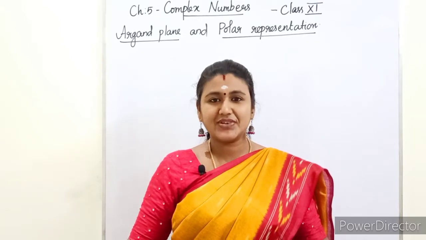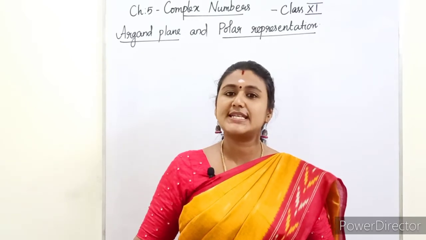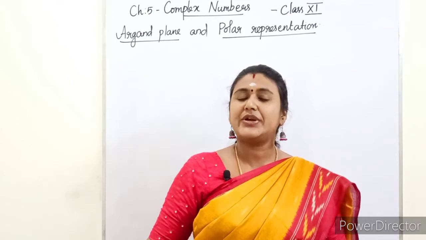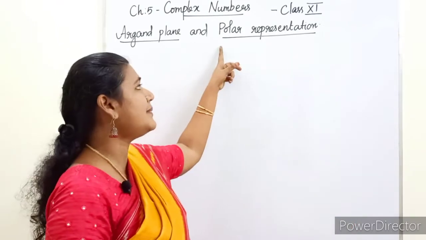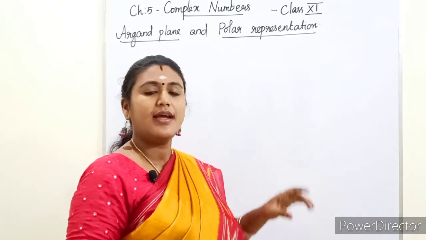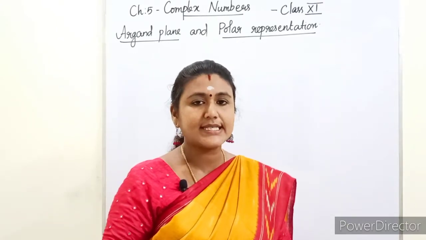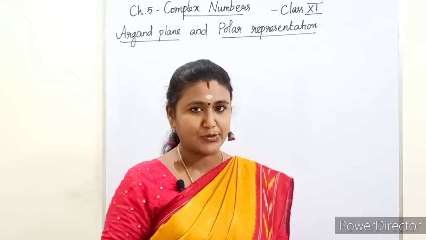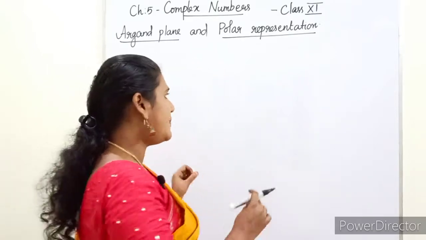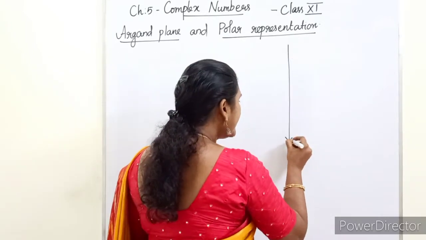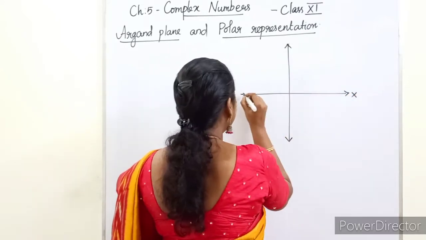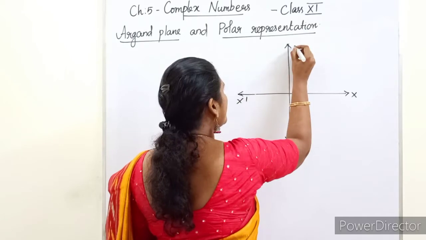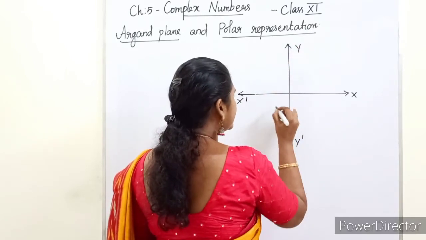In today's class, we will continue with the chapter Complex Numbers of class 11. Today we are going to learn a new concept, Argand plane and polar representation. In class 9, you have already studied the coordinate plane or XY plane. What is a coordinate plane? In the coordinate plane, we will have the x-axis and y-axis, and the intersection of the x-axis and y-axis is called the origin.